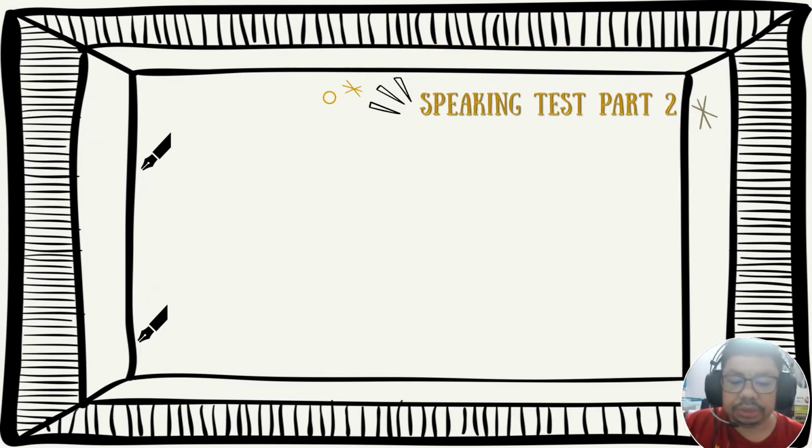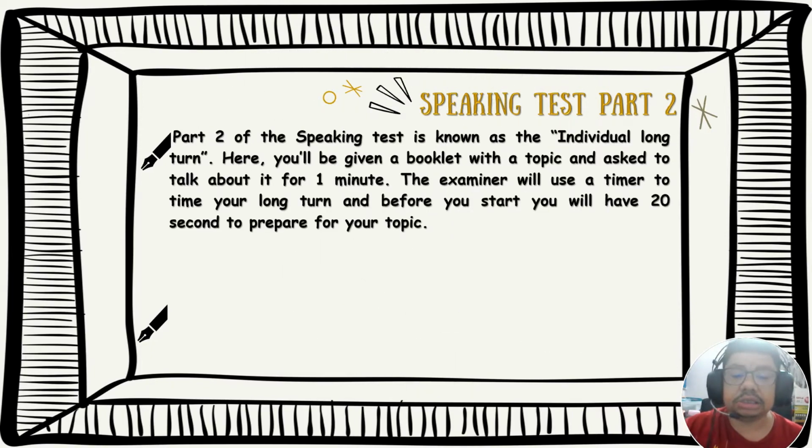Dear students, as I have mentioned earlier, Part 2 of the speaking test is known as the individual long term. Here, you will be given a booklet with a topic and asked to talk about it for a minute. This part is when you will be alone because the examiner will try not to prompt you in your delivery unless it is needed. The examiner will use a timer to time your long term, and before you start, you will have only 20 seconds to prepare for your topic.